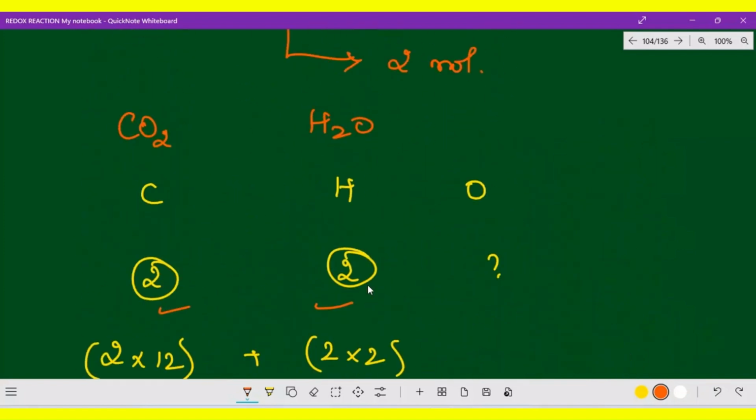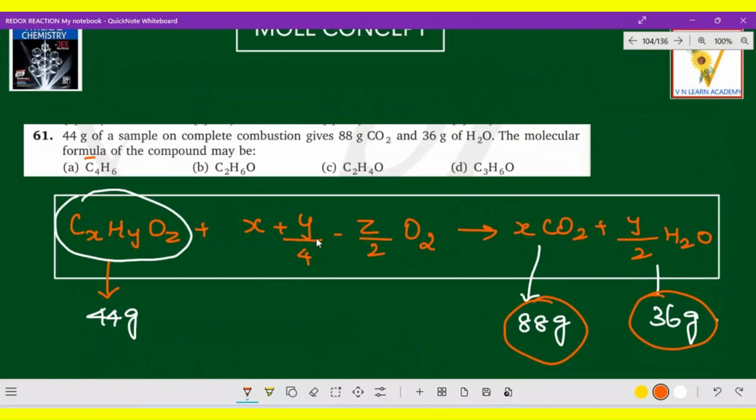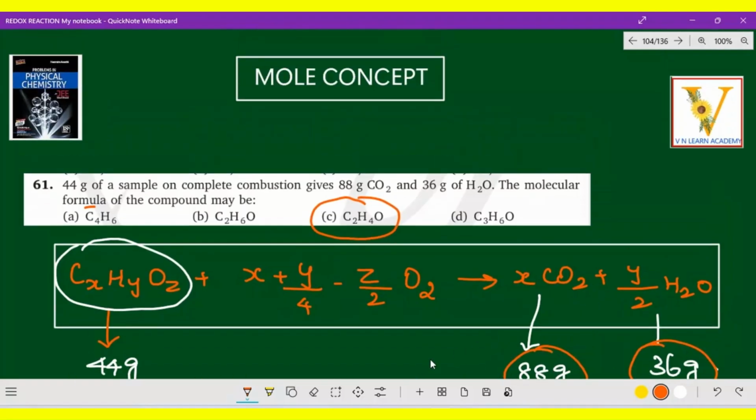So what is the molecular formula of C2H4O? So that is the compound, right? I hope you got the clarity. How do we identify the answer? Now the option is C, C2H4O. So this is the way we found. Hope you got the clarity. Come on, let's go to the next question.